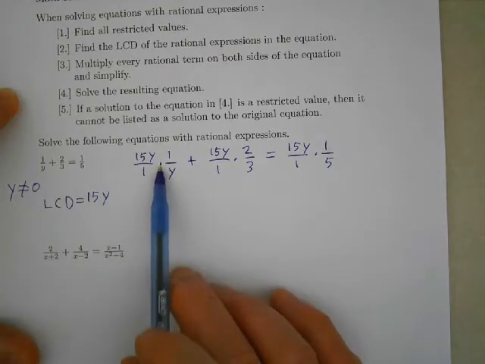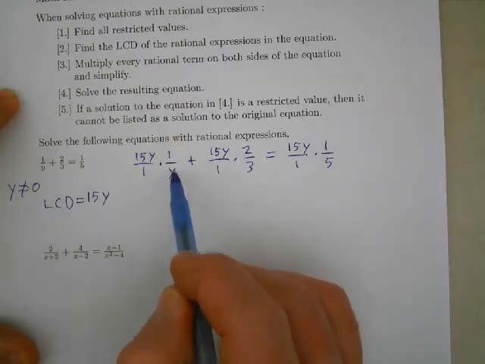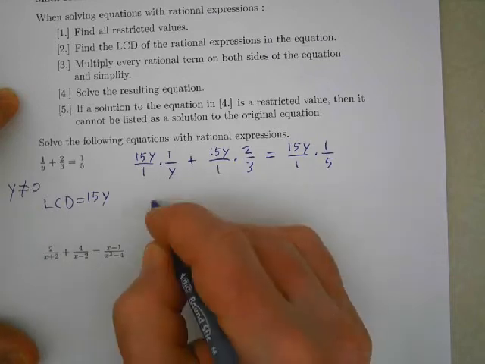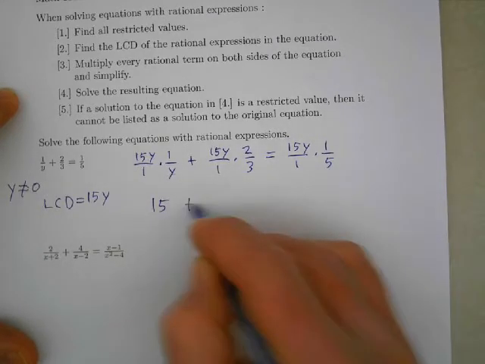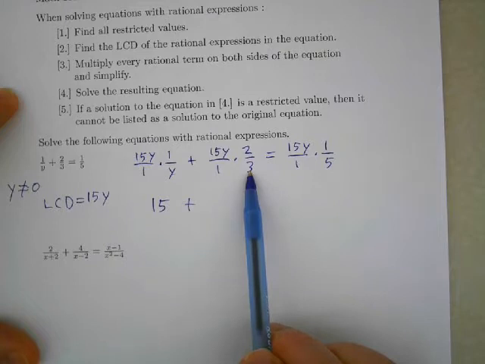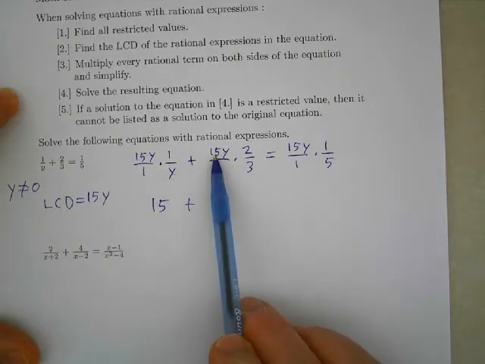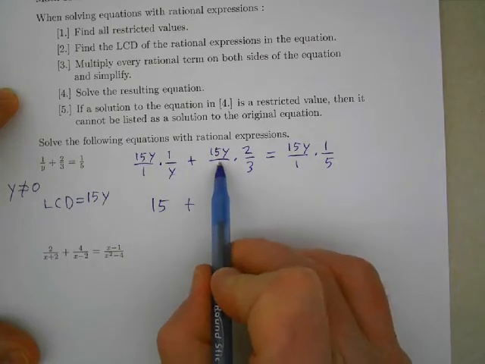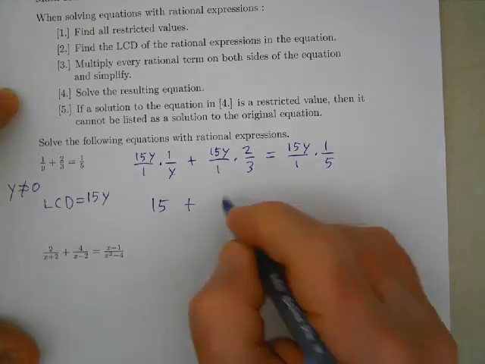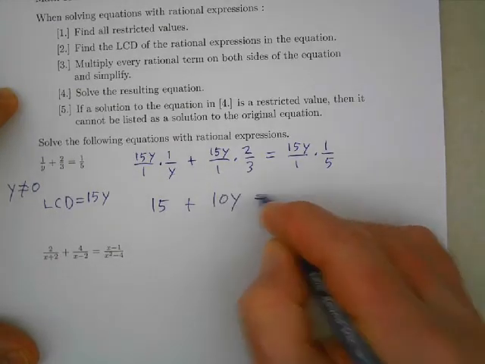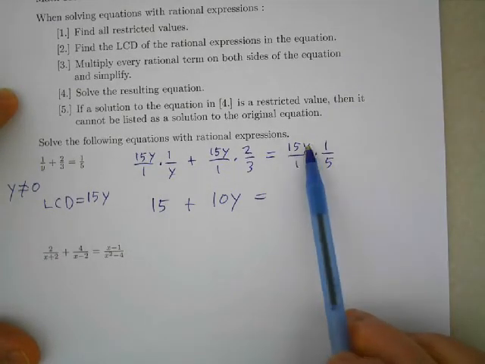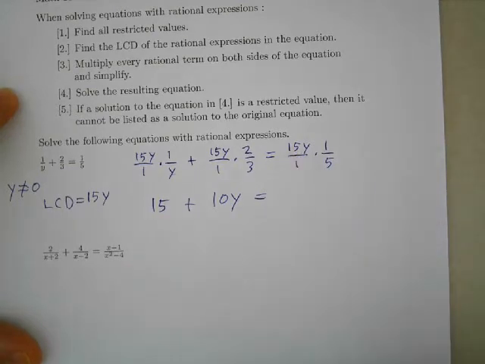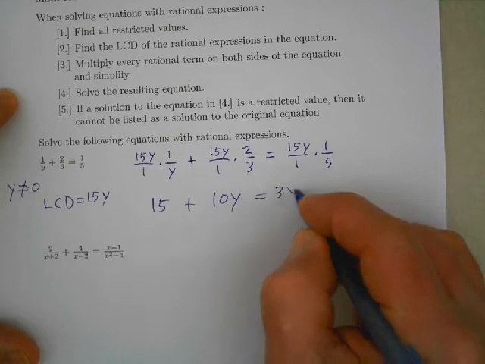In this first product, you see that y divided by y cancels, so we're just left with 15 over 1 times 1 over 1, which is just 15. In the next product, 3 goes into 3 once and into 15 5 times, so this becomes 5y over 1 times 2 over 1, which is 10y. And on the right hand side, 15y over 1 times 1 over 5, 5 goes into 5 once and into 15 3 times, so this will simplify to 3y.